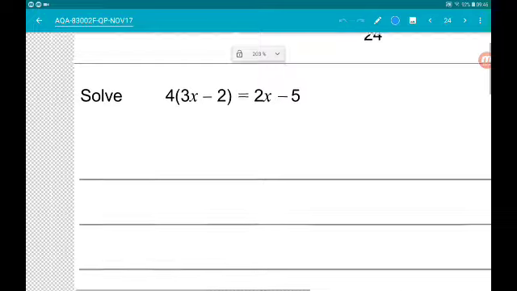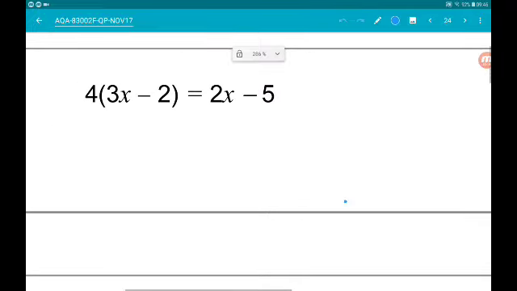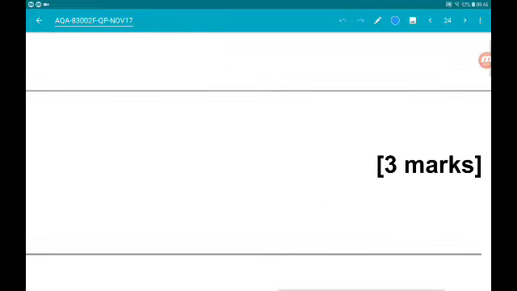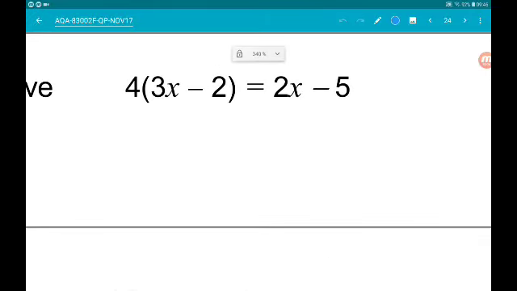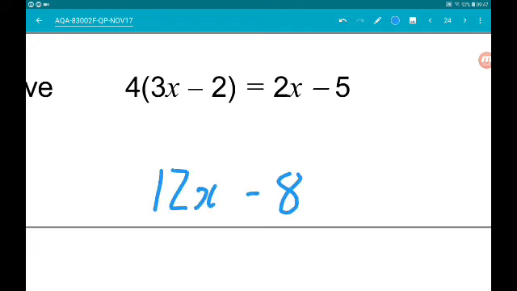Okay, 27 wants us to solve this bad boy for 3 marks. Okay, so we've got 4 lots of 3x minus 2 is equal to 2x minus 5. First thing to do with one like this is expand the brackets. So 4 lots of 3x minus 2 is 12x minus 8. So that is equal to 2x minus 5.